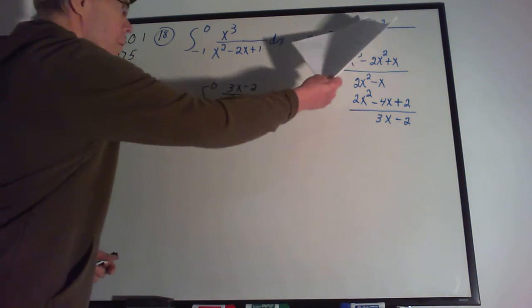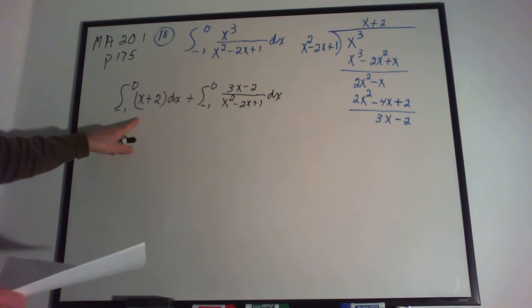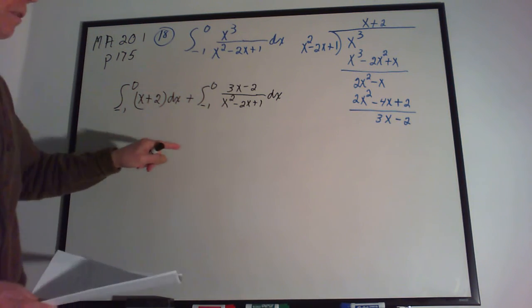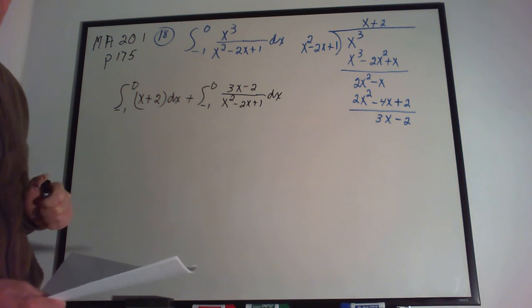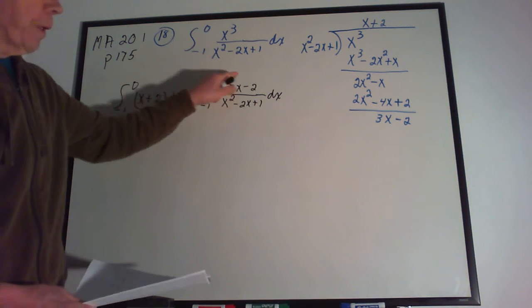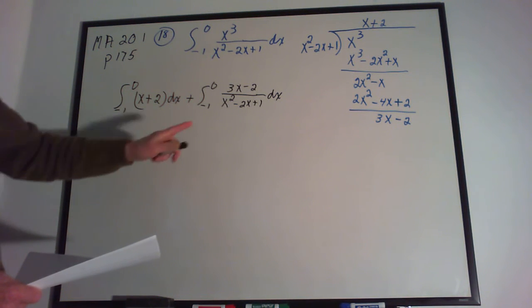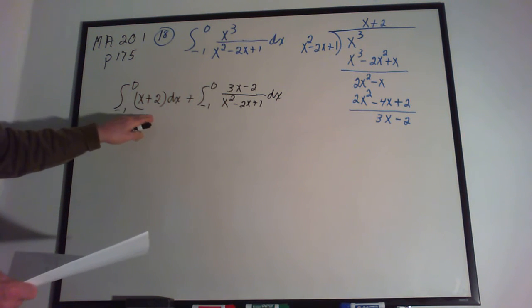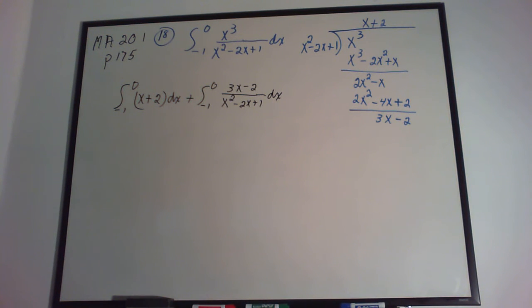All right, so when you divide that, you get x plus 2. You can integrate that. Then you have a remainder of 3x minus 2, which is 3x minus 2 over x squared minus 2x plus 1. For this portion, you have to use partial fractions. So go ahead and try to use partial fractions on this. So this is just a simple integration. Pause the video, give it a try.